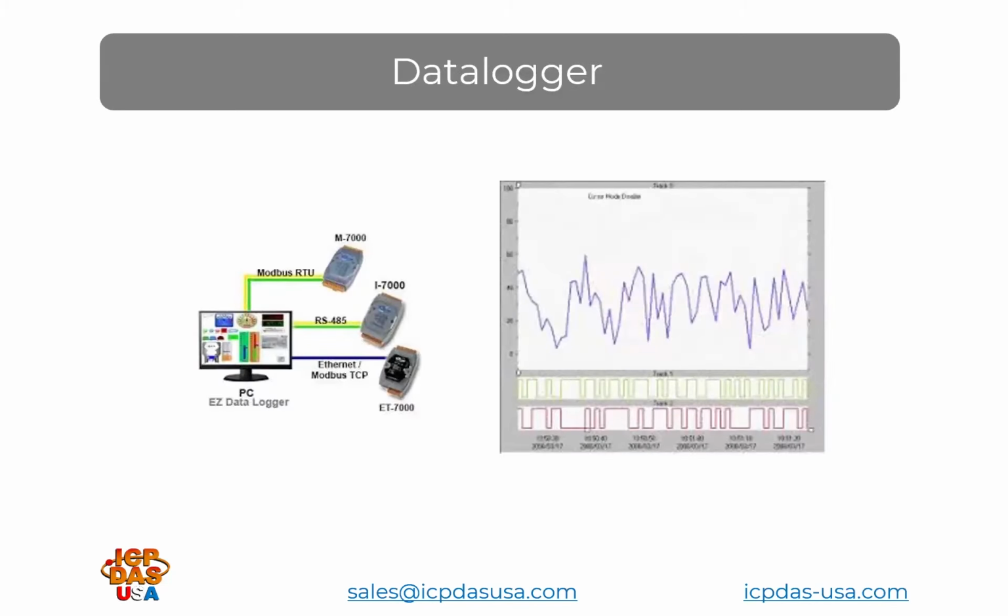Data logging from a PC. We offer Modbus RTU data acquisition modules which can be connected to a PC using a USB to RS485 converter. Our free Easy Data Logger software will allow you to connect to any of our Modbus RTU data acquisition modules to log data. This is ideal for laboratories, manufacturing locations, and cold storage applications.